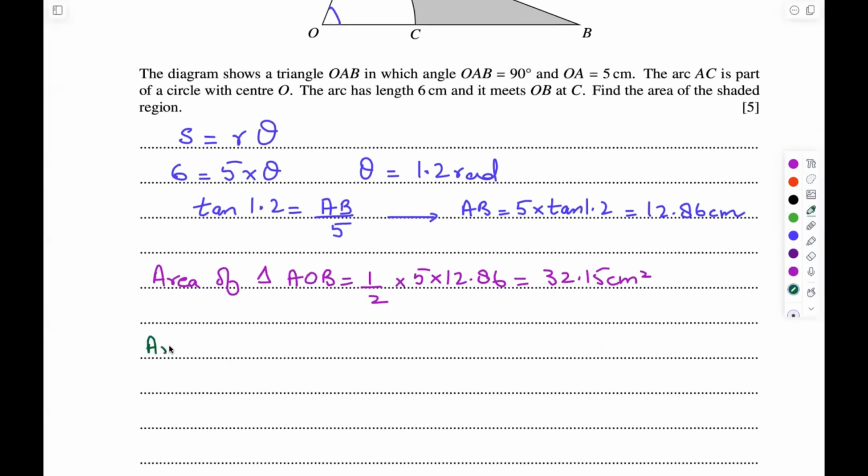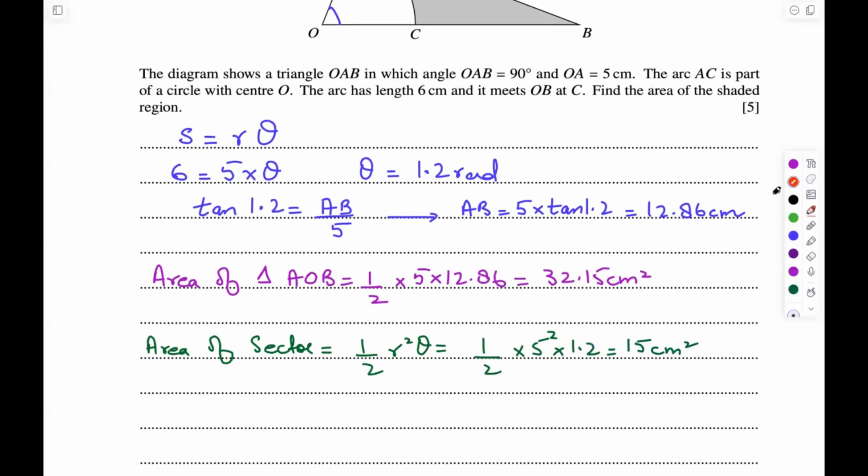The area of a sector is given by the formula half r squared theta. The radius for the sector is 5. So this will be half into 5 squared and the angle was 1.2 radians. So 25 multiplied by 1.2 and then dividing it by 2 will be equal to 15 centimeters squared.